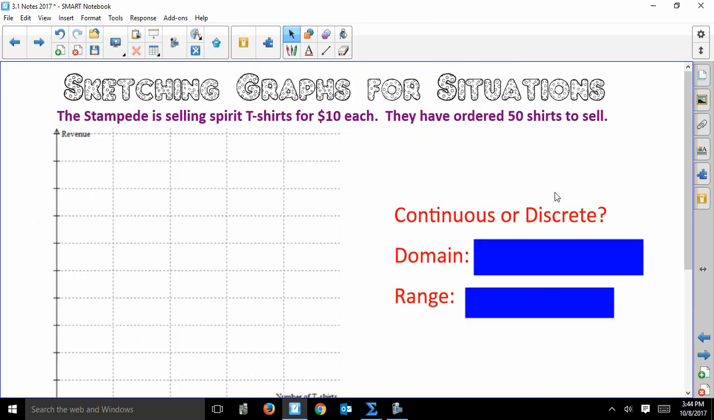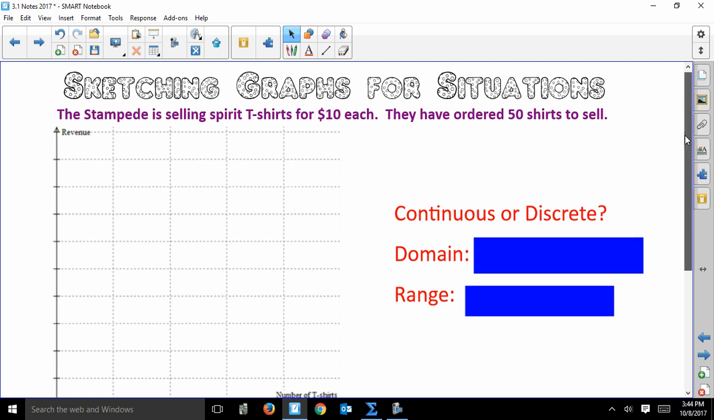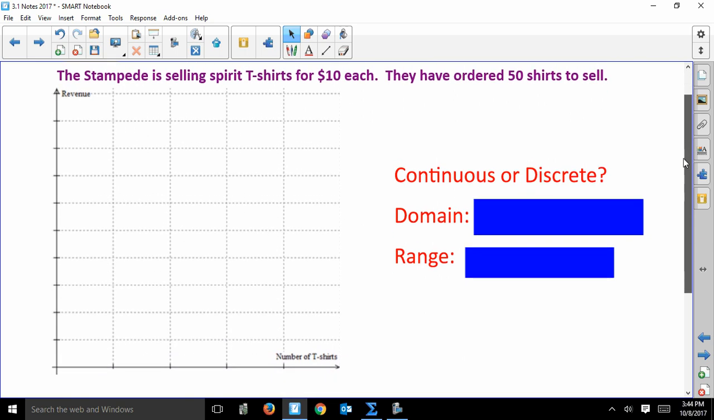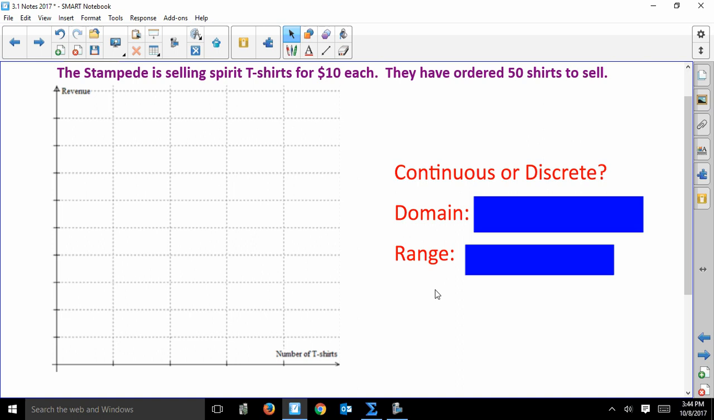Okay, and our last example is the Stampede example. The Stampede, our school store, is selling Spirit t-shirts for $10 each. The store has 50 t-shirts to sell. Okay, so we have to determine what would be labeled along the x-axis, and that would be the number of t-shirts. And the revenue, the amount of money taken in, would be along the y-axis.